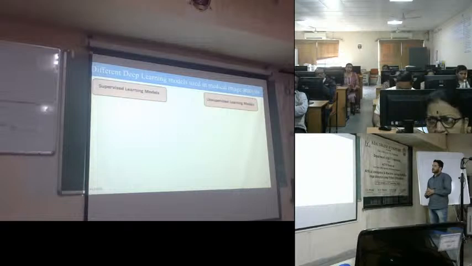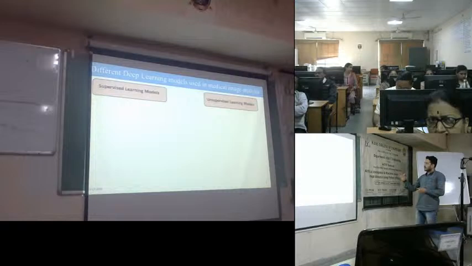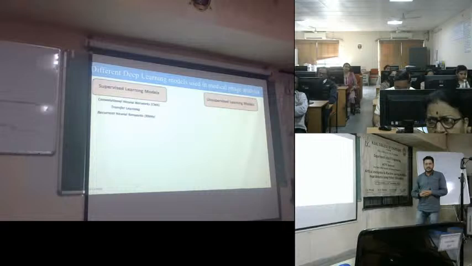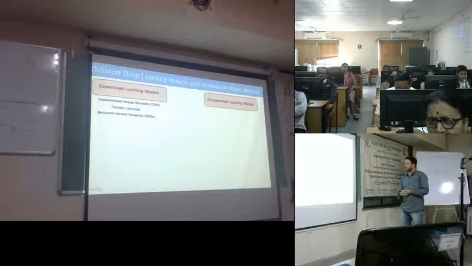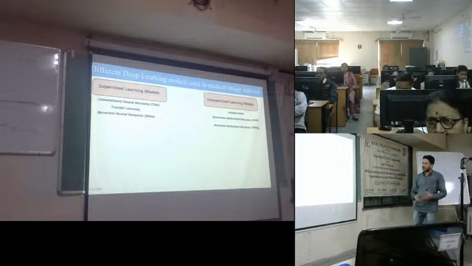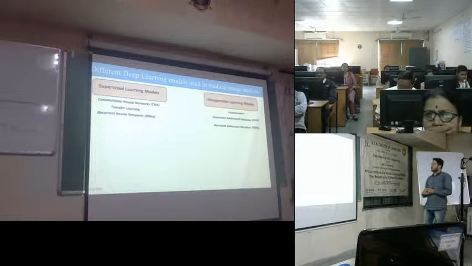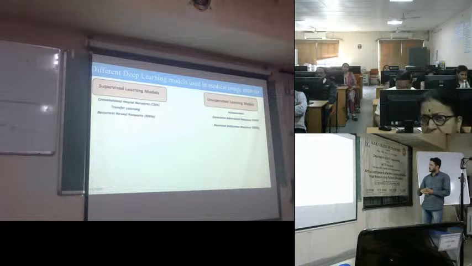The different deep learning models are mentioned by the author in his paper: supervised learning models and unsupervised learning models. Under the supervised learning models, the authors have mentioned in detail the convolutional neural network, transfer learning, and recurrent neural network. All these things we had already discussed in detail in the previous days. Under unsupervised learning models, autoencoders, generative adversarial networks, which are called GANs, and restricted Boltzmann machines, RBMs, come under unsupervised learning models.